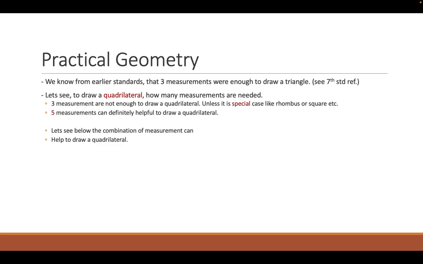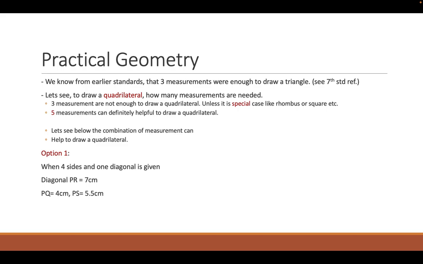So now we will see what are the five combinations of measurements using which we are going to draw quadrilaterals. The option one. What's the option one? In option one, we know the four sides and one diagonal. So we are given the four sides of the quadrilateral and one diagonal, and we are going to see how we are going to draw it. This is a very basic condition and very easy to draw as opposed to the other three options that are going to come forward.